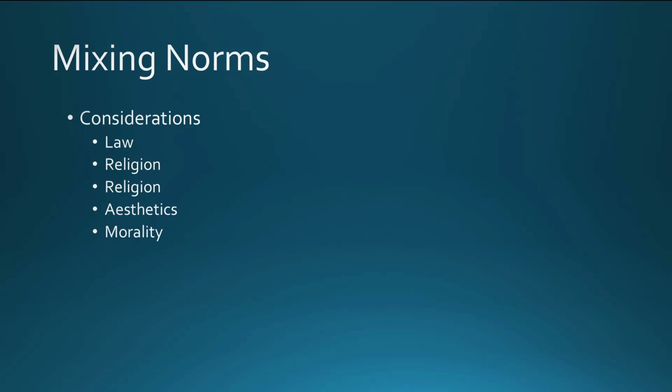Now, we saw back in the beginning of the course, looking at the family of normativity, law, religion, aesthetics, and morality are all part of the family of norms. They're things that involve values and judgments. Now, in making the transition from one area to another by mixing norms, there are many things to consider. Take, for example, the case of law.